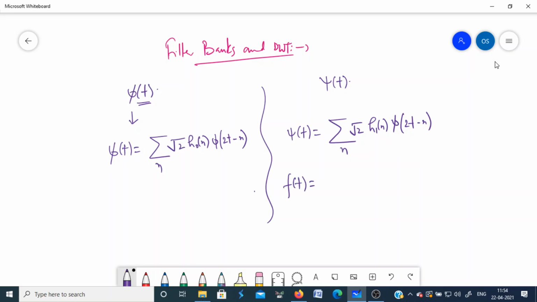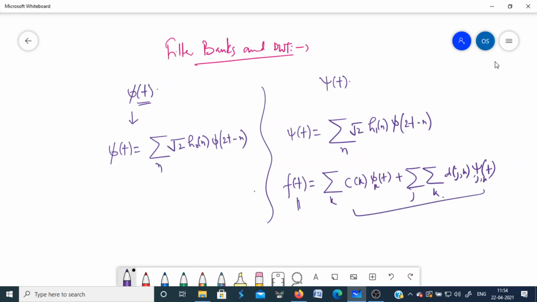A function can be decomposed in terms of scaling functions and wavelet functions at different scales and translates. So we generally use a single scaling function, that is, we have coefficients c(k) multiplied with phi(t minus k), and then the rest are the wavelet functions. So you have d(j,k) multiplied with psi(j,k)(t). Okay, this is the wavelet expansion of a function f(t) in terms of the scaling function.